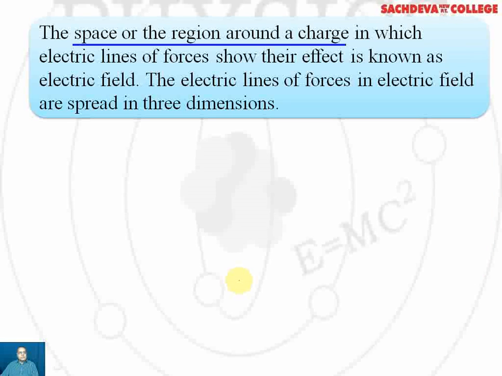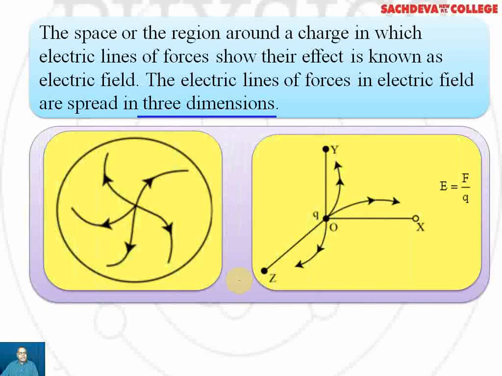The space or the region around the charge in which electrical lines of forces show their effect is known as electric field. The electric lines of force in an electric field are spread in 3 dimensions as shown in the figure. In figure 1, in the sphere, we find the lines of forces are curves, and in the adjoining figure, we have taken 3 axes, and on the 3 axes, we have shown the electrical lines of force. We will further remember that electric field is given by force per unit charge.